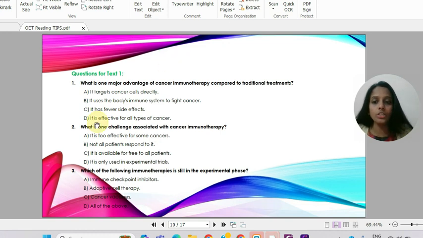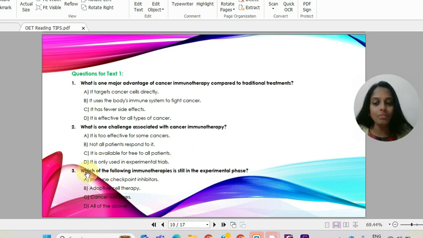The second question is, what is one challenge associated with cancer immunotherapy? Option A, it is not too effective for some cancers. And option B is not all patients respond to it. C is it is available for free to all patients. And the last option is it is only used in experimental trials, right? Okay, find out your answer.